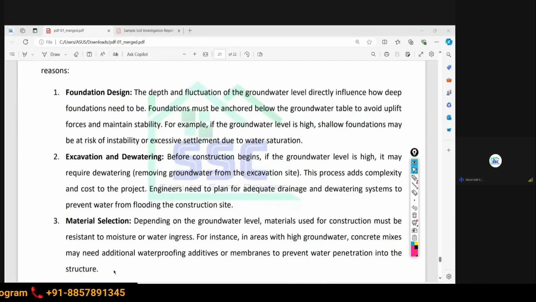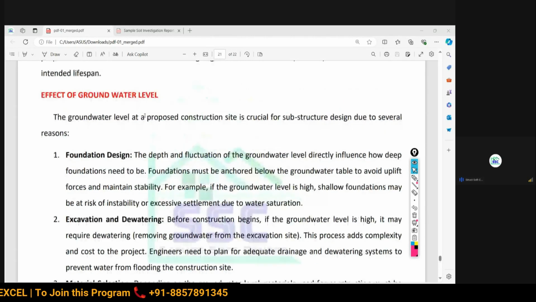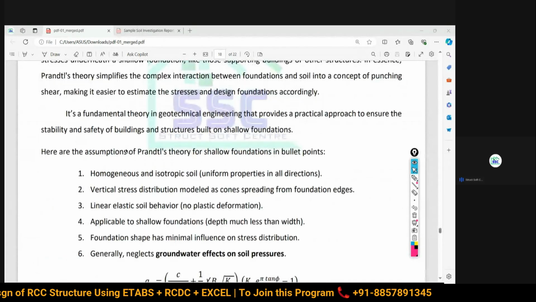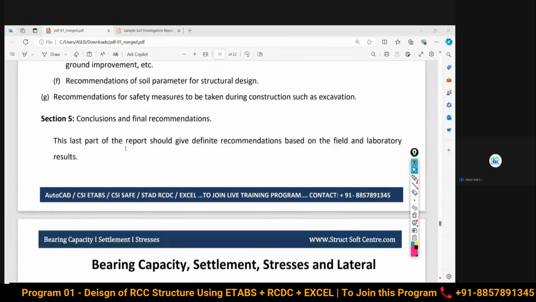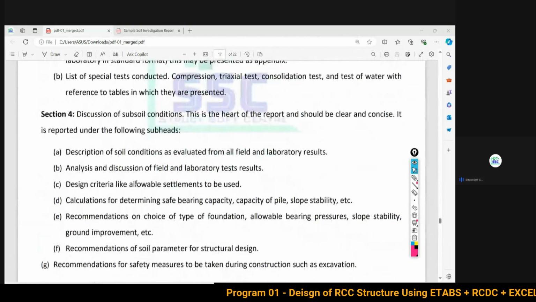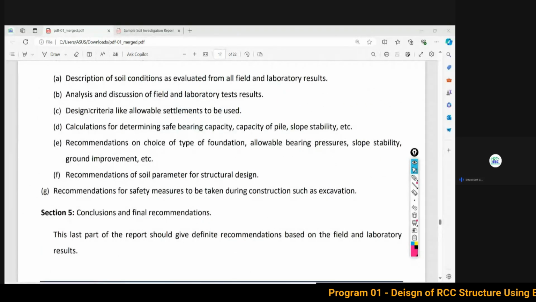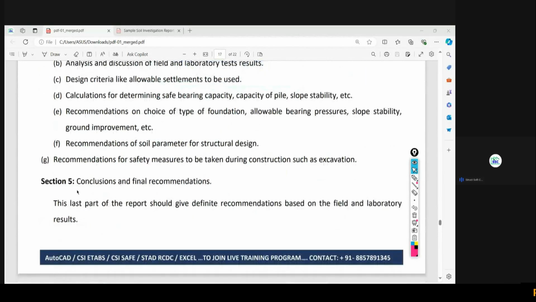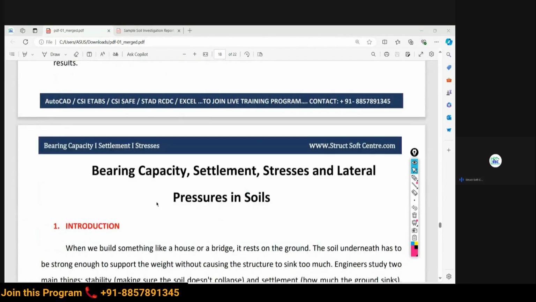So this is all the impact of your water level, and that is also going to be measured by the geotechnical engineers. If that kind of situation is there, it is going to be written in your soil investigation report, it will be given to you in the report. So the water level will also be given, and finally the conclusion and final recommendation will be there. Okay, so this is all about your soil investigation report.